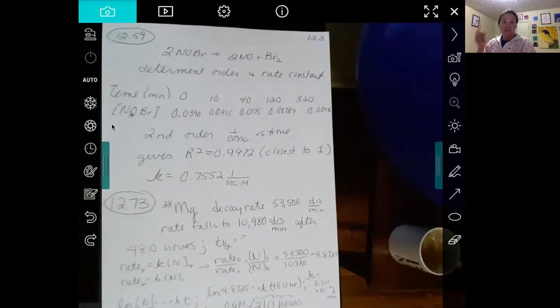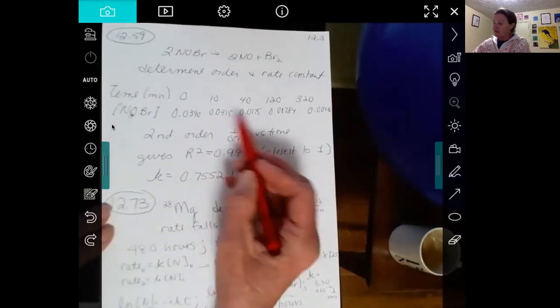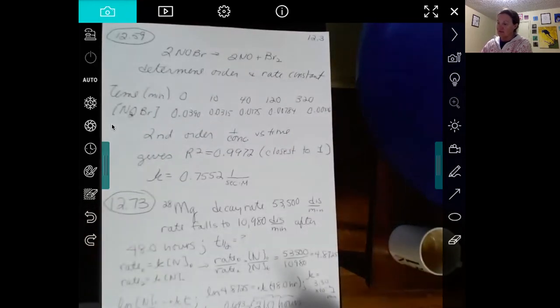In the last experiments that we looked at for the previous problem, that was an initial rate problem where you were looking at how the rate changed when you change the initial concentration. This one, you're actually monitoring over time what happens to the concentration. So what you should do, I'm going to pull up my Excel screen.